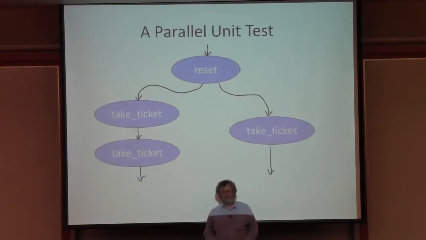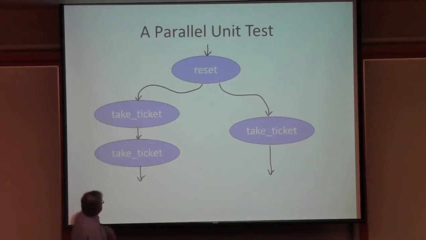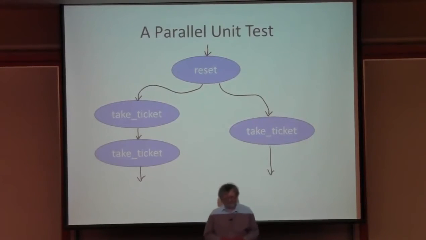What I want to do is to run some parallel tests, like this one perhaps. So this represents, first of all, resetting the dispenser, and then maybe one customer takes 2 tickets, and another customer takes the third. So what results might I see here? Well, the reset will always return OK. First customer could get tickets 1 and 2, and the second one ticket 3.